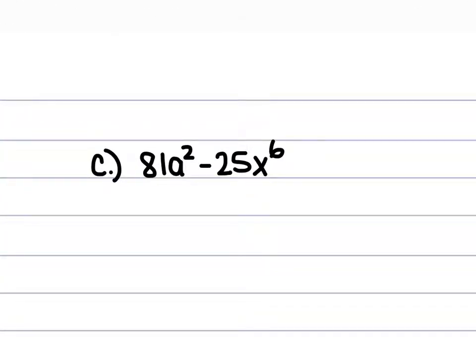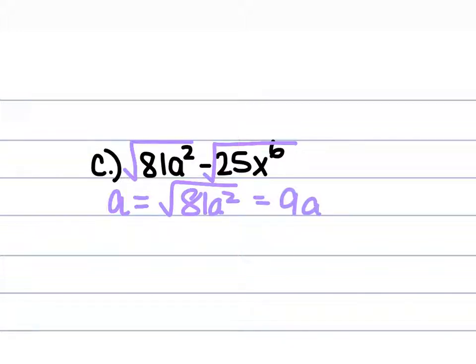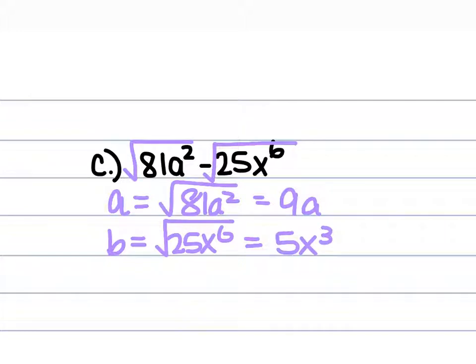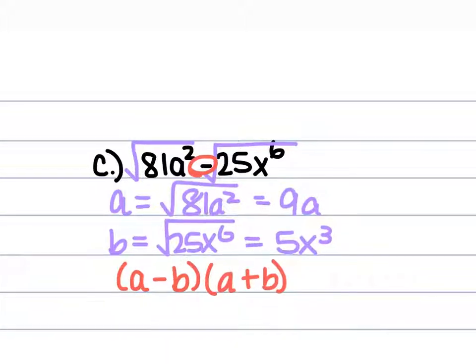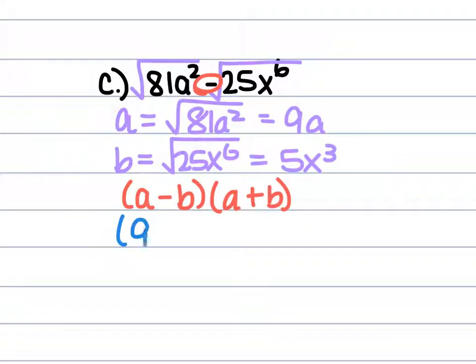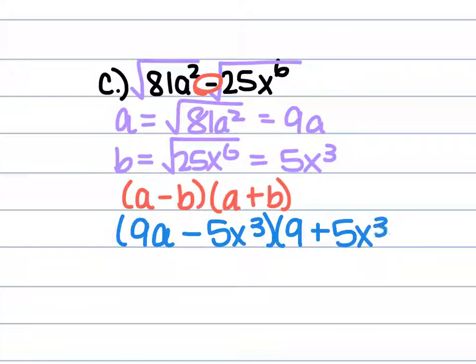For C, we have 81a squared minus 25x to the 6th power. We can take the square root of that 81a squared. We can take the square root of that 25x to the 6th power. Find your a and your b. Your a is the square root of the 81a squared, which is 9a. Your b is the square root of the 25x to the 6th power, which is 5x cubed. There is a negative between the two terms, so use a minus b times a plus b. We're going to have 9a minus 5x cubed times 9a plus 5x cubed.